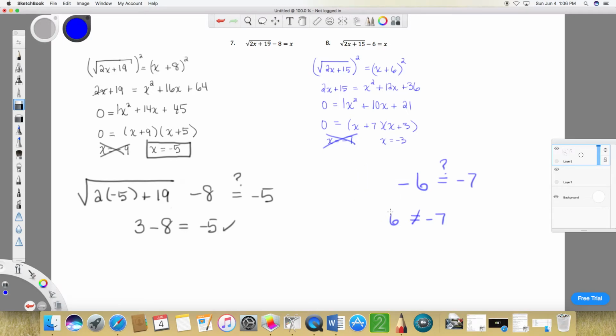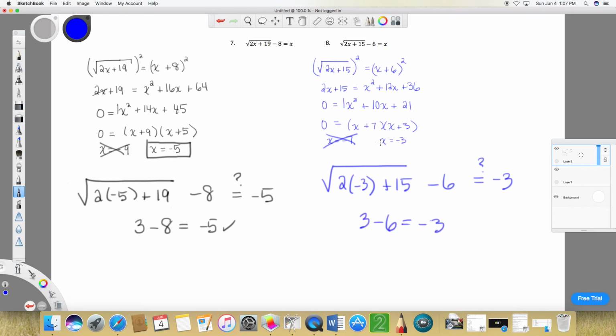What about -3? Well, I don't know yet. If I plug in -3, on the left-hand side, I have the square root of 2 times -3 plus 15, minus 6. And the big question is, will that equal -3? So 2 times -3 is -6, plus 15 is 9, and the principal square root of 9 is 3. And 3 minus 6 does equal -3. So this is a solution to the original equation.